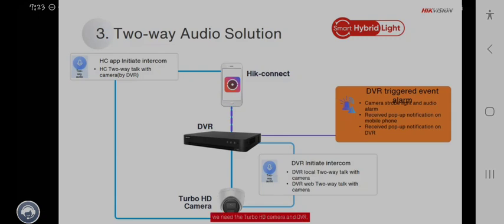We need the Turbo HD camera and DVR which support two-way audio function, so that it can realize DVR local or web two-way talk with camera. Via DVR the solution can realize Hikvision two-way talk with camera. If we set up event alarm on DVR, it can also trigger camera strobe light and audio alarm, pop-up notification on both DVR or mobile app.